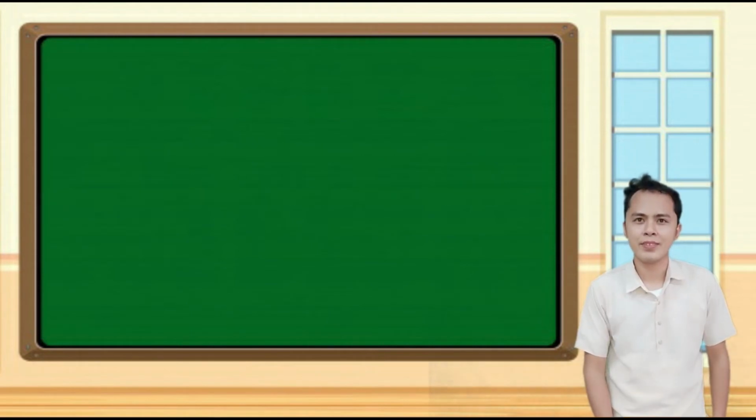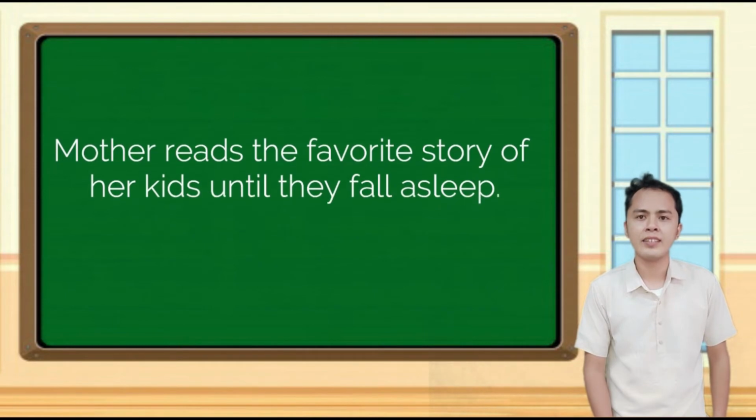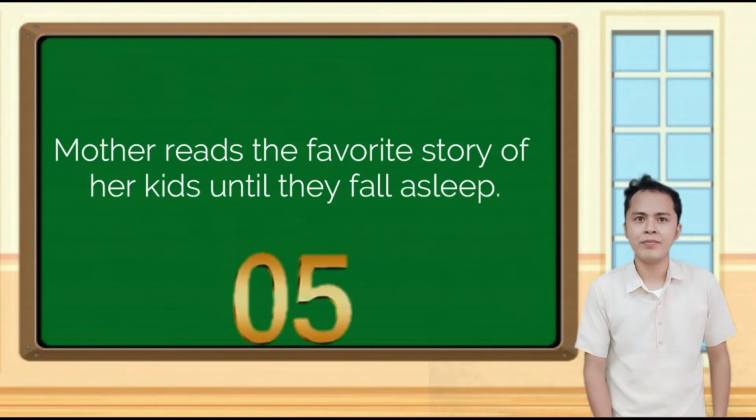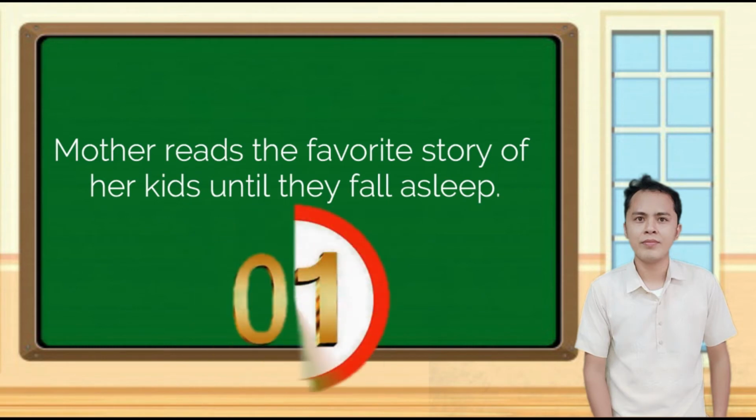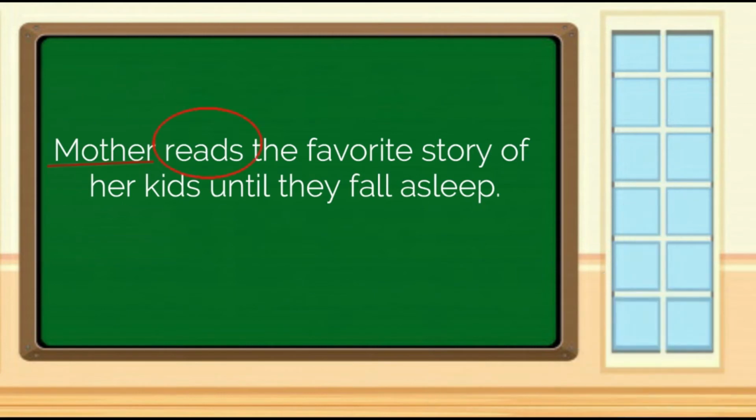Number 3. Mother reads the favorite story of her kids until they fall asleep. Again, mother reads the favorite story of her kids until they fall asleep. Underline the subject of the sentence. Circle the verb. Are you done? Awesome! The subject is mother and the verb is reads.